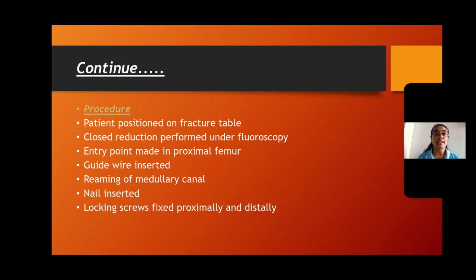So the procedure of nailing: the patient is positioned on a fracture table, and closed reduction is performed under fluoroscopy. The entry point is made in the proximal femur. What is the entry point? The proximal part of the femur is the entry point for the metal rod. A guide wire is inserted, the medullary canal is reamed, the nail is inserted, and the locking screw fixation is done proximally and distally.